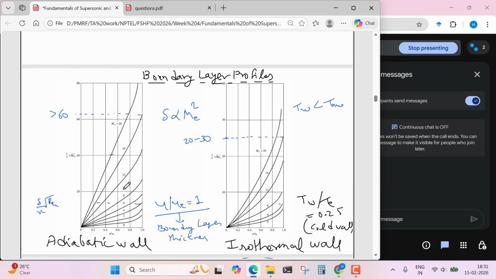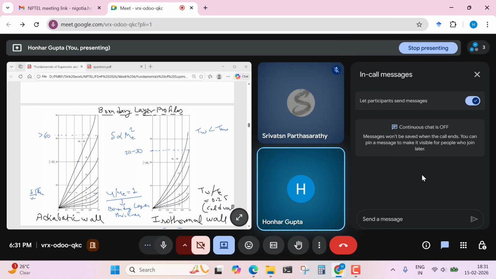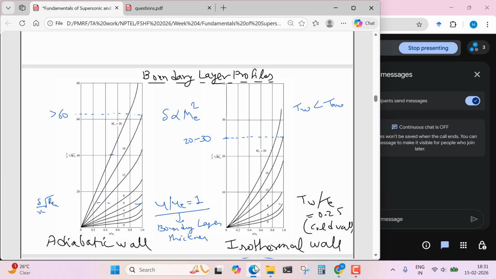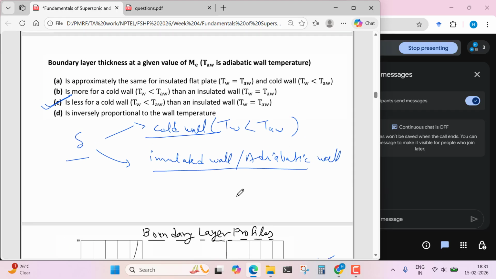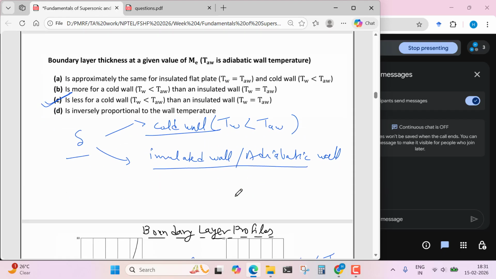So if you see only the right hand side figure, left figure, okay, someone joined, so I will repeat the problem. I was talking about the problem related to week 4 course, week 4 lectures.